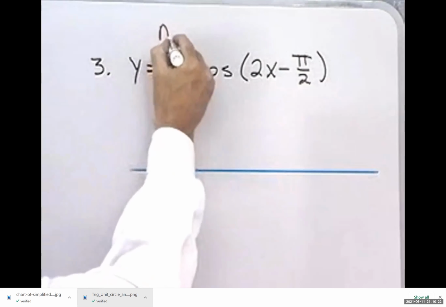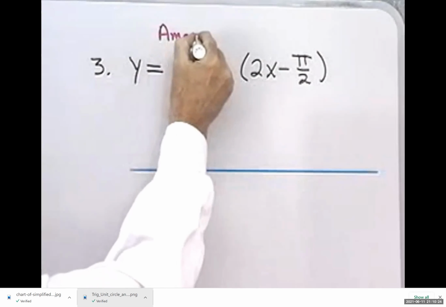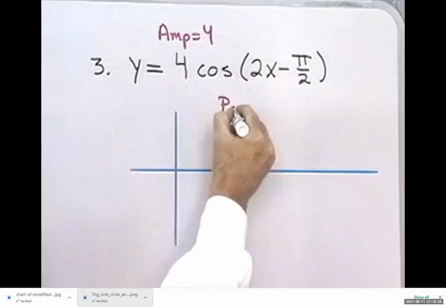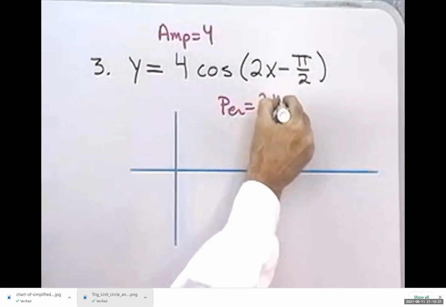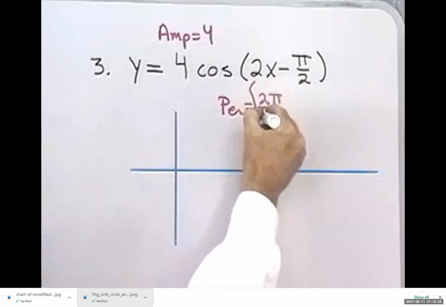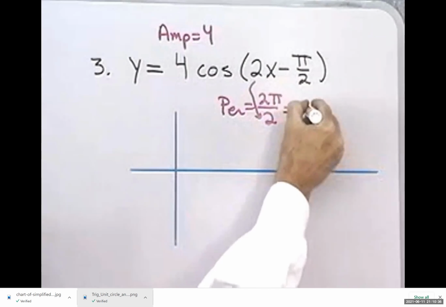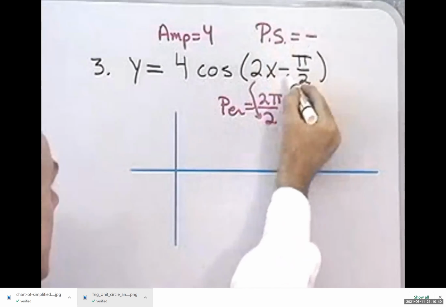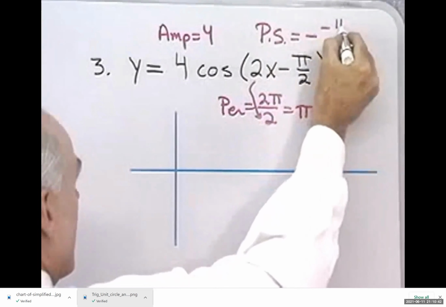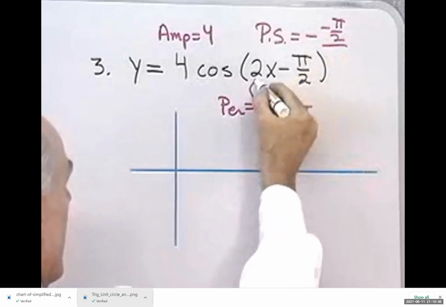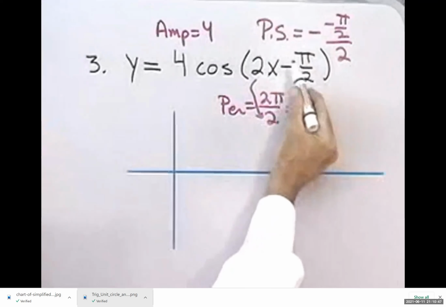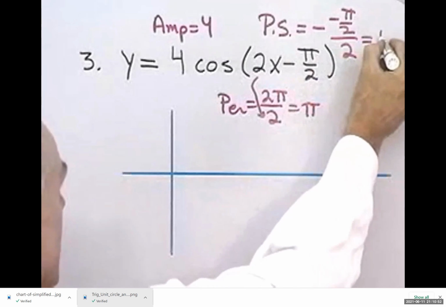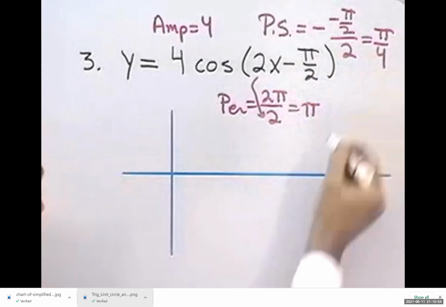Okay, I have an amplitude of 4. I have a period of 2 pi divided by 2, that's that coefficient there, which is pi. And then I have a phase shift of negative pi over 2 divided by 2. So it's negative c over b. So I have negative pi over 2 over 2. That comes out to be positive pi over 4.